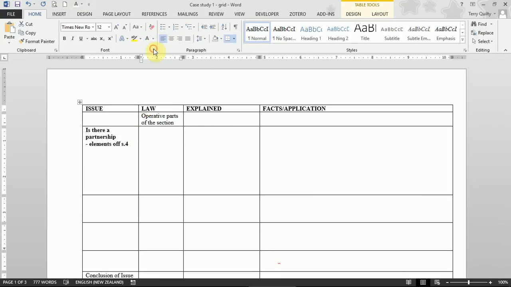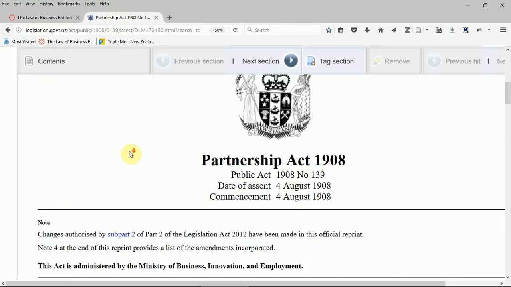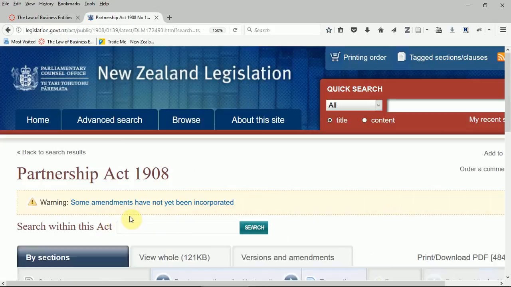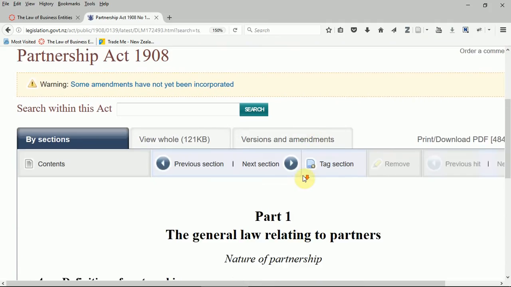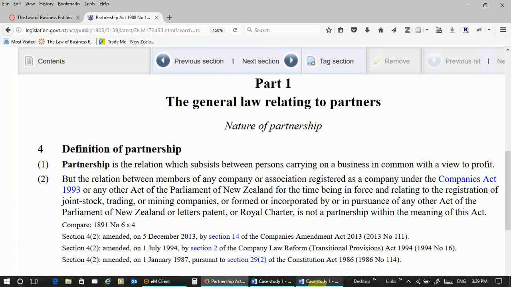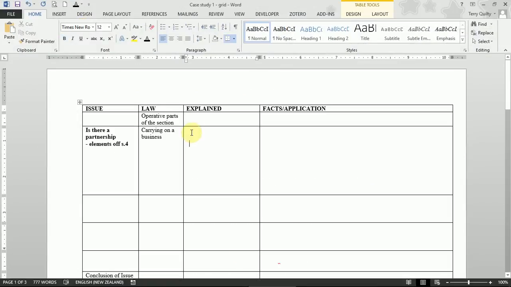Now, to answer that, we have to start with the basic terms. Firstly, are we carrying on a business? So carrying on a business, we go to section 4. If you recall and go back to the original notes or the recap video, we talked about there being a relationship which subsists between persons carrying on a business in common with a view to profit, creating our 3 elements. So this time we're going to go through those 3 elements.